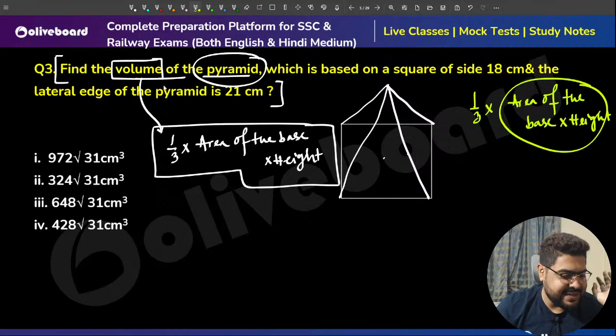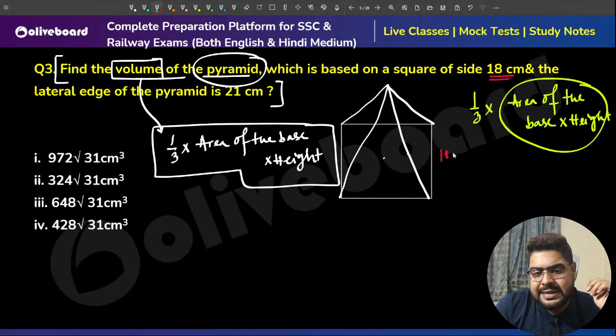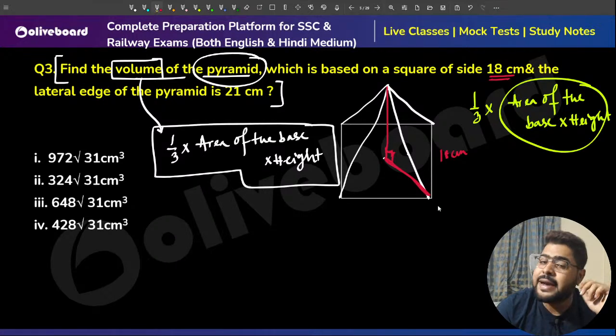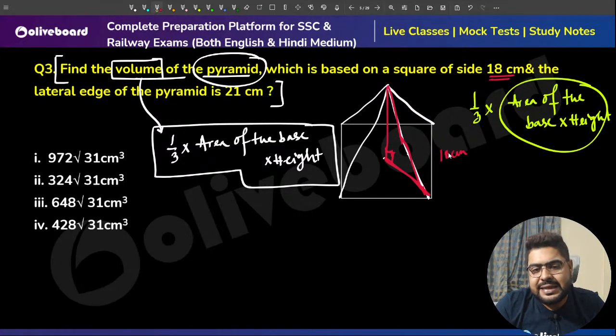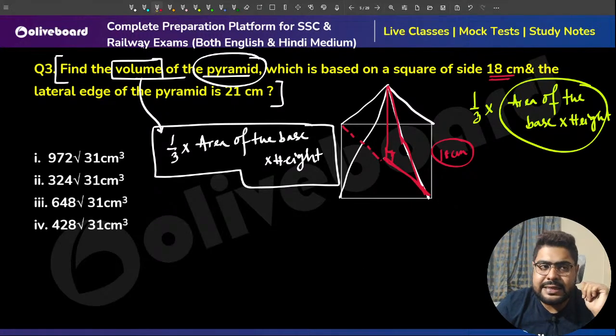Okay, now the side is 18 centimeter. One very simple thing: if you drop a perpendicular here and draw this, this red marked triangle is a perpendicular triangle, right? Now, this side is 18. Can I say this is nothing but half of the diagonal? This particular side is half of the diagonal.